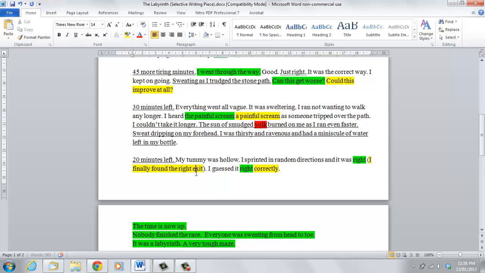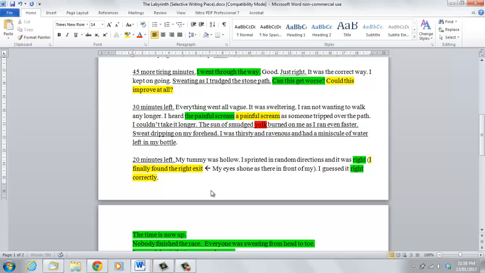Again, this section here is a lot of telling. You could then write, my eyes shone as there in front of me was the exit. Okay, you don't have to say I found the exit. You've seen the exit right in front of you. Okay, there's that showing as opposed to telling.